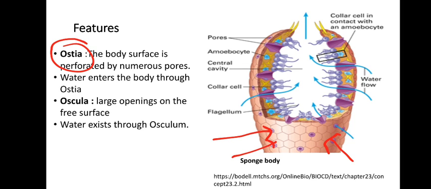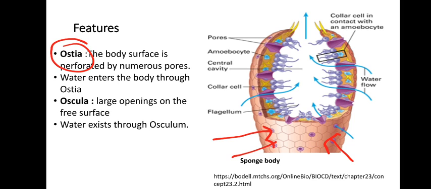Since there are numerous pores through which the water enters the body, these animals are called as sponges. Sponge property, it has numerous holes in it and can absorb the water, isn't it? In the same way, on the body of the poriferans there are numerous pores through which the water enters into a cavity. So that's why the poriferans are also called as sponges.